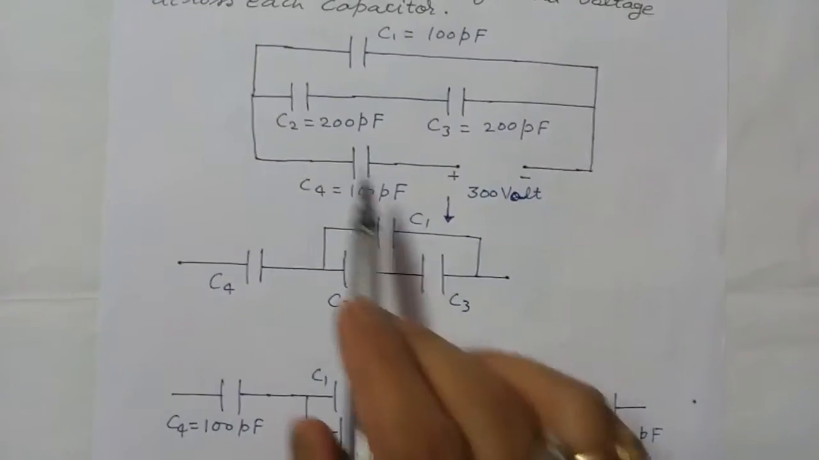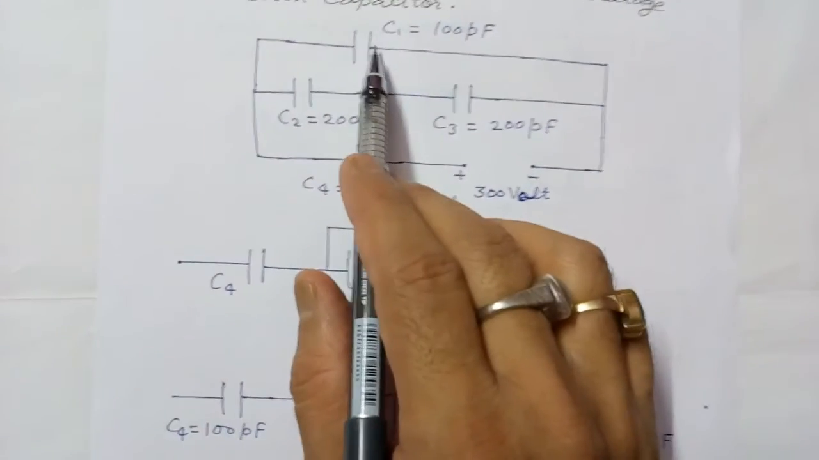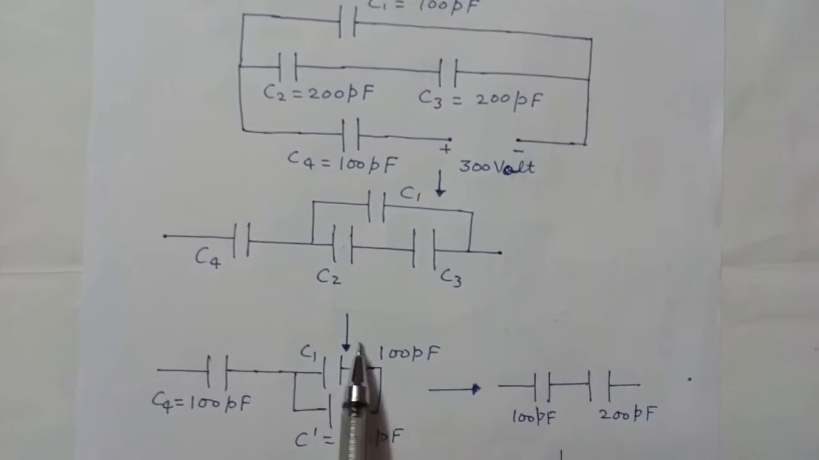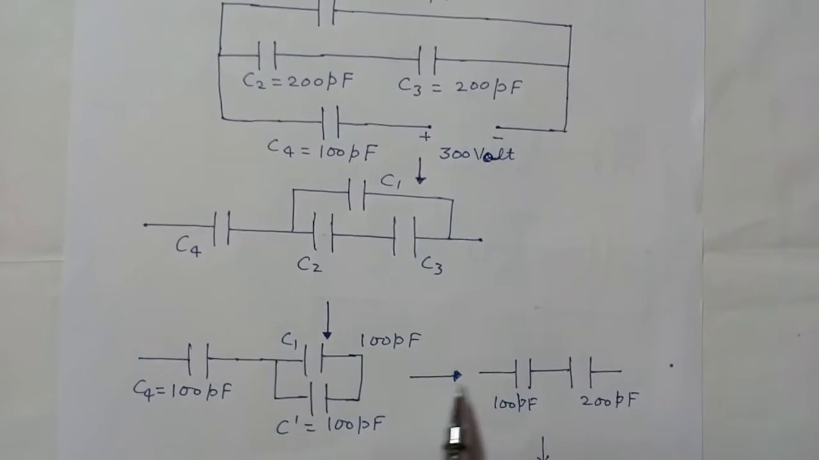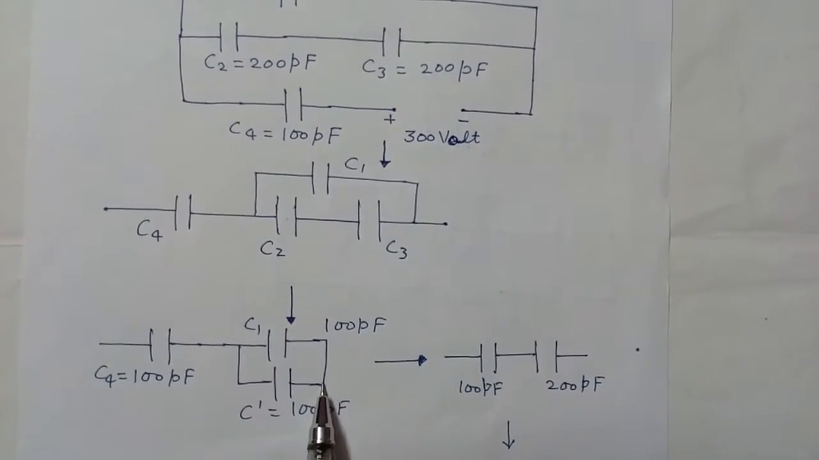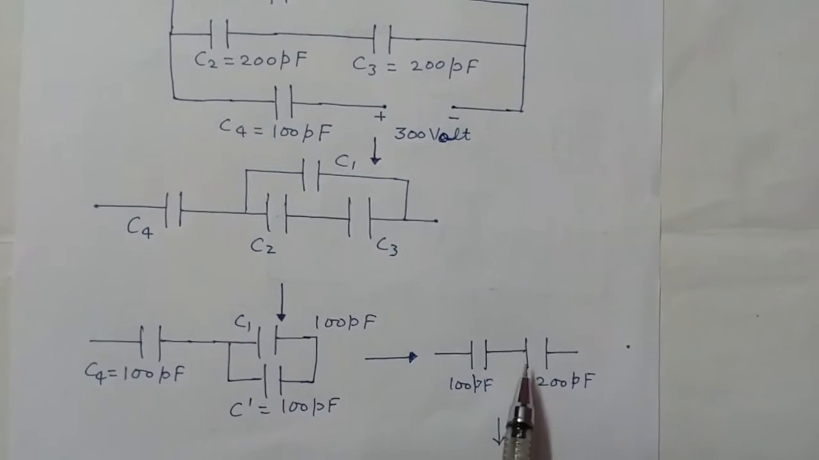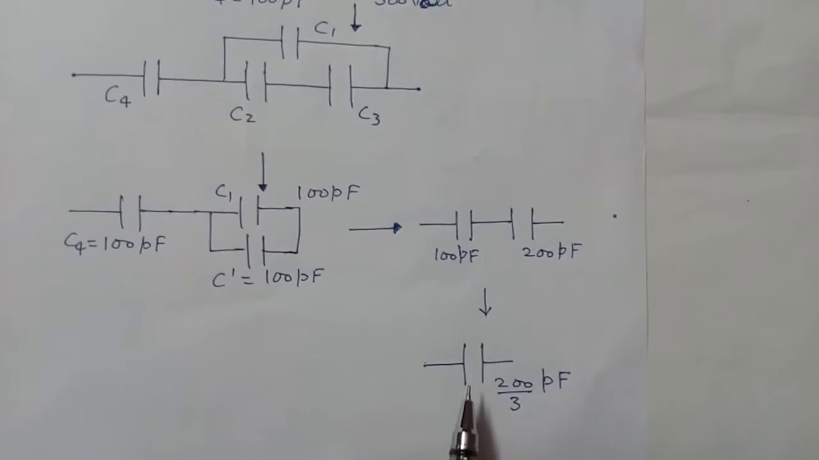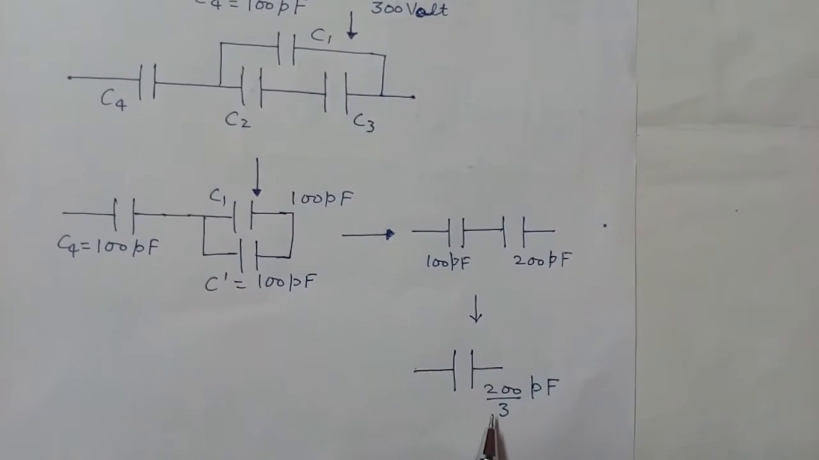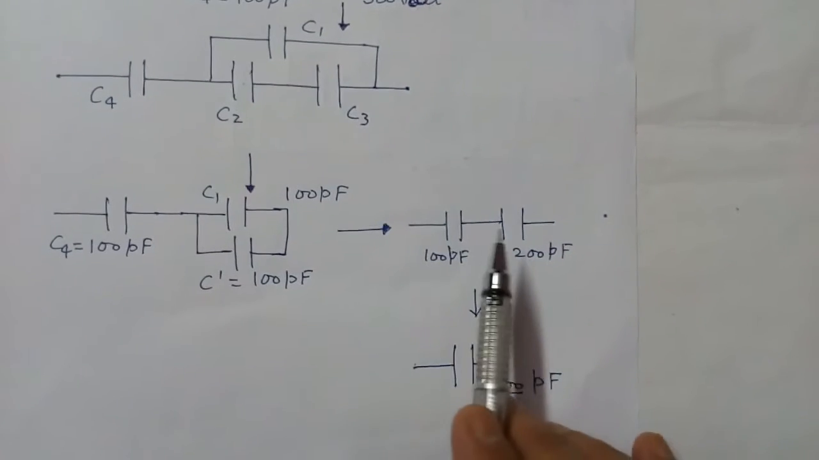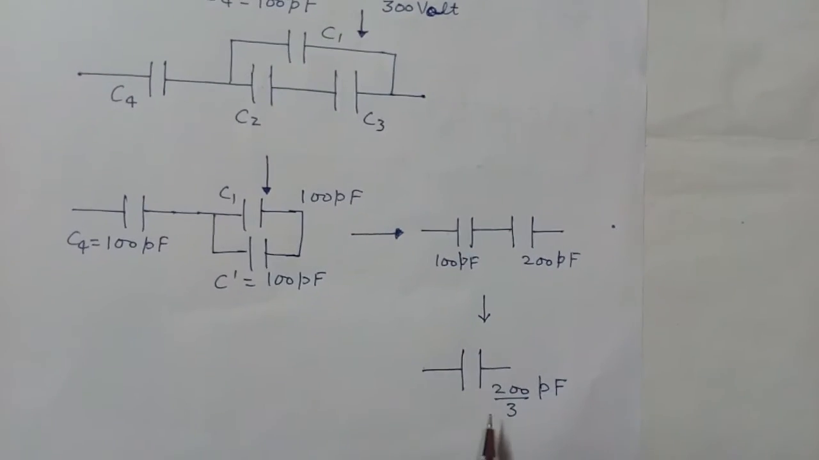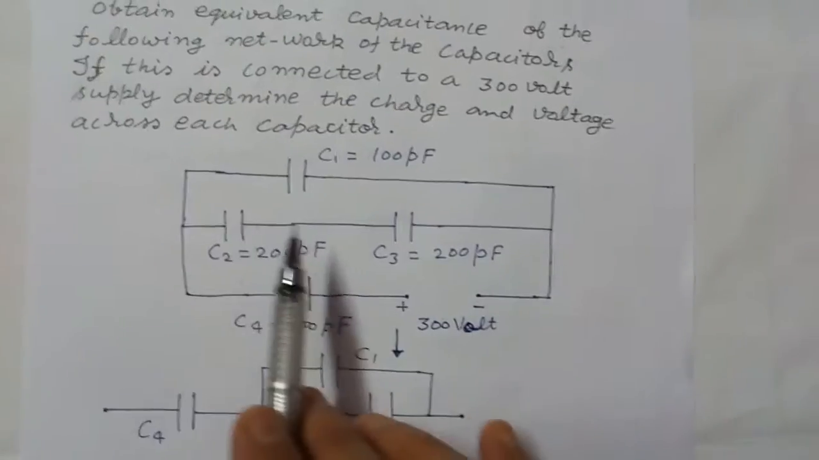Now this 100 picofarad equivalent is in parallel with this C1, this 100 picofarad. So our network reduces to this. 100 and 100 picofarad are in parallel, so their equivalent is 200. Now 200 and this 100 are in series, so their equivalent is 200 upon 3 picofarad, by the formula 1 upon C is equal to 1 upon 100 plus 1 upon 200. So C is equal to 200 upon 3 picofarad. This is the equivalent capacitance of this network.